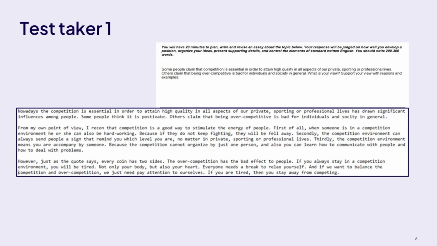The test taker struggles with more complex sentence structures and frequently shows the limitations of their vocabulary range, for example when they write, "Because if they do not keep fighting, they will be fell away." Despite frequent errors and a lack of precision, it is usually possible to understand the general idea of what they are trying to say.